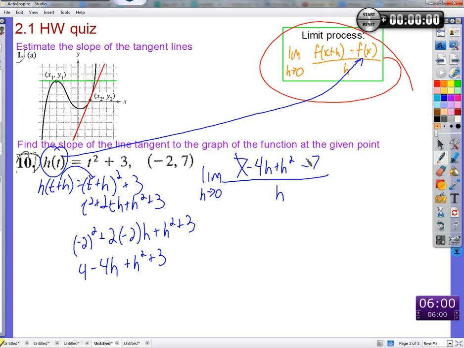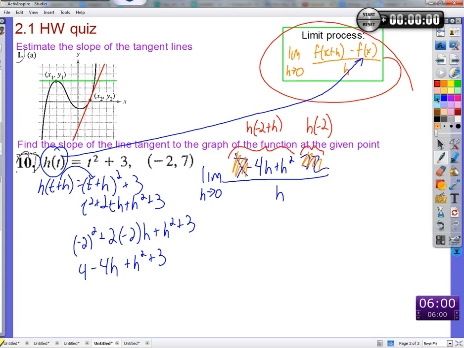Well, 7 minus 7. Wait. Why is it 7 minus 4h plus h squared minus 7 here? Because this is h of negative 2 plus h. Oh, okay. And this is h of negative 2. And so the 7's cancel each other out.